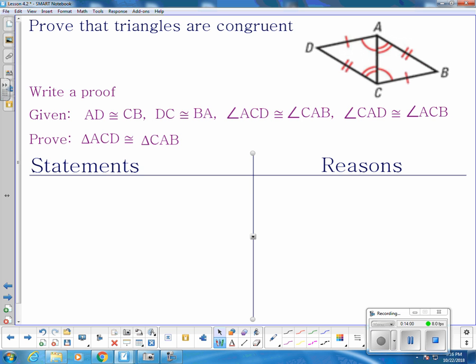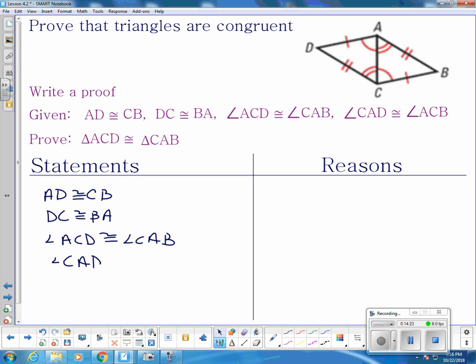So they tell us that side AD is congruent to side CB, and side DC is congruent to side BA, and you can see those are marked on the diagram. And they also tell us angle ACD is congruent to angle CAB, and angle CAD is congruent to angle ACB.